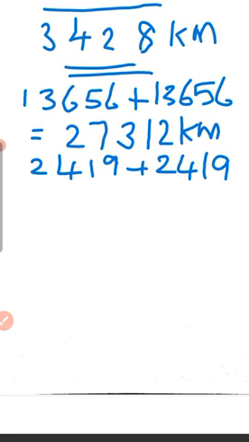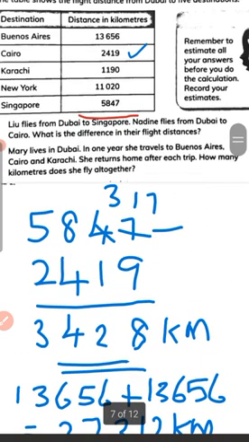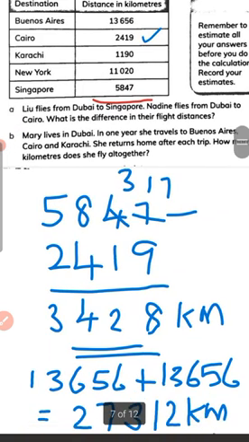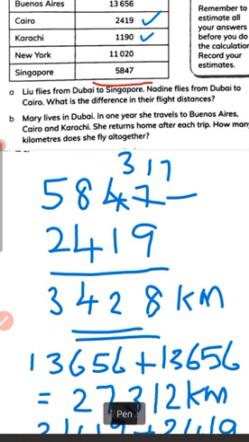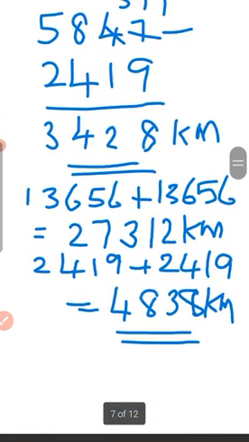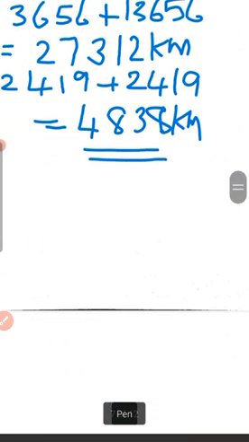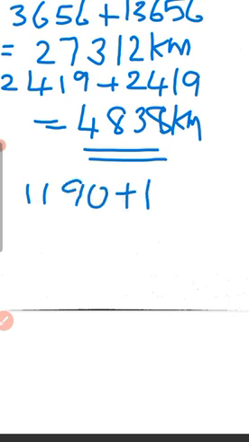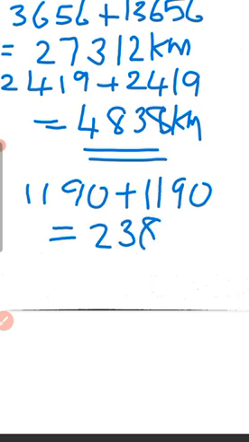Okay. Now the third place is Karachi. The distance is 1,190. Okay. So 1,190 plus 1,190. That is from Dubai to Karachi and from Karachi to Dubai. Okay. So here the total distance is 2,380 kilometers.